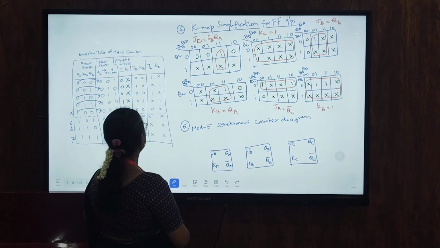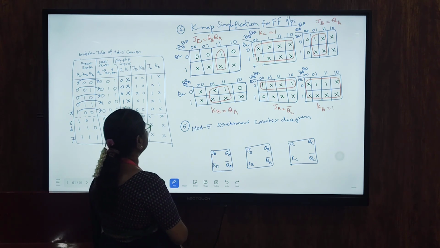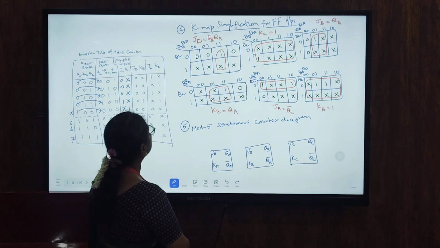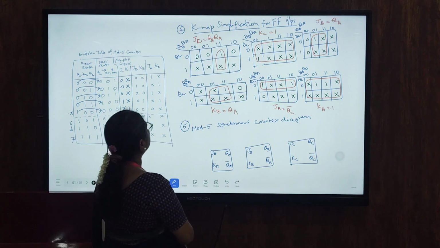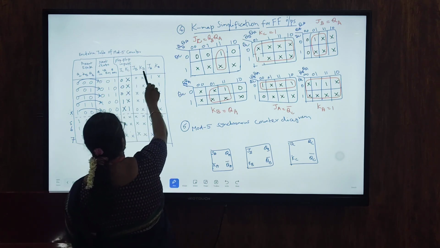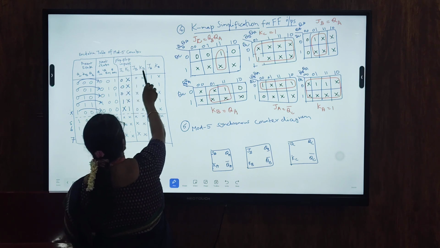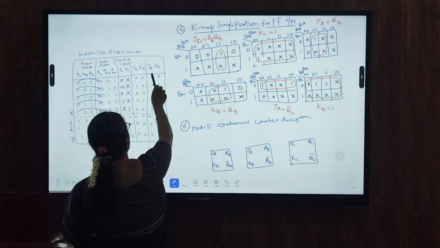After deriving the excitation table for the modified counter, we have to get the flip-flop input equations, the Boolean equations for the flip-flop inputs, which is done using K-map simplification. That is the fourth step. So here we have 6 different inputs: JC, KC for flip-flop C, JB, KB for flip-flop B, and JA, KA for flip-flop A.